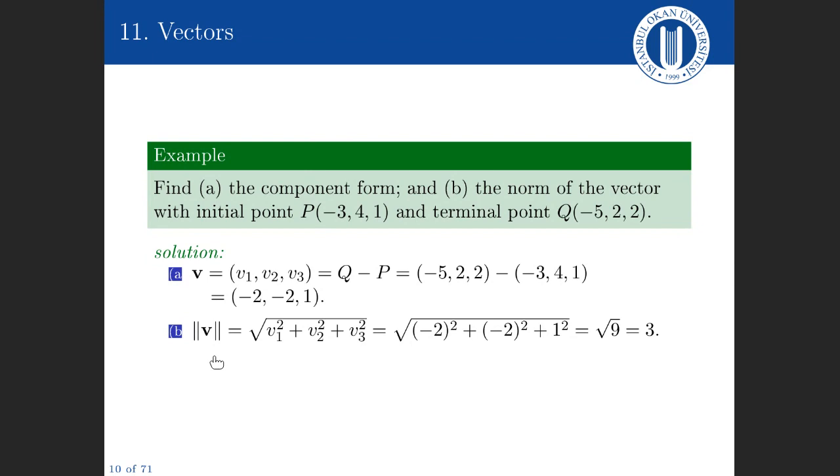And then we're asked to find the norm of this vector. The norm of v, we use our formula, square root of v1 squared plus v2 squared plus v3 squared. Put the numbers in, and the answer is 3.